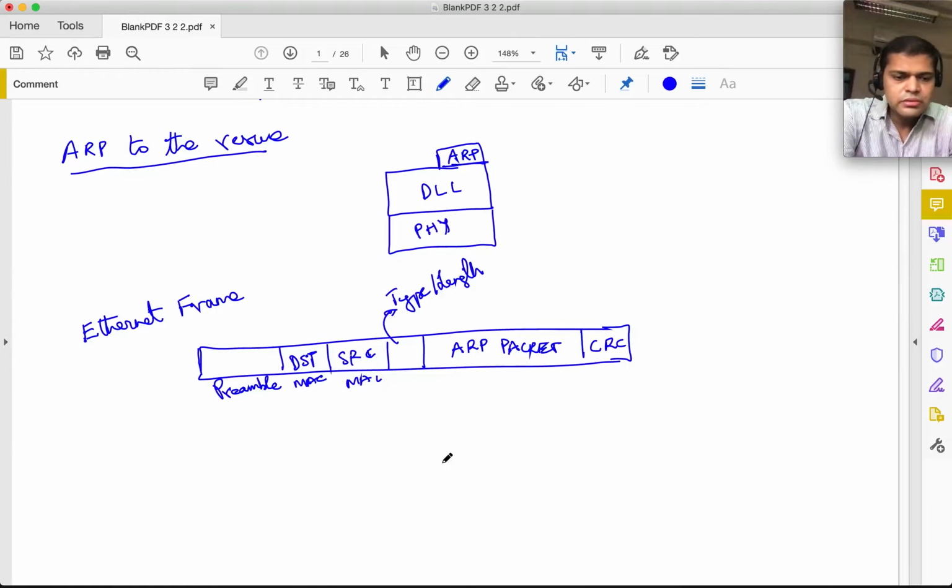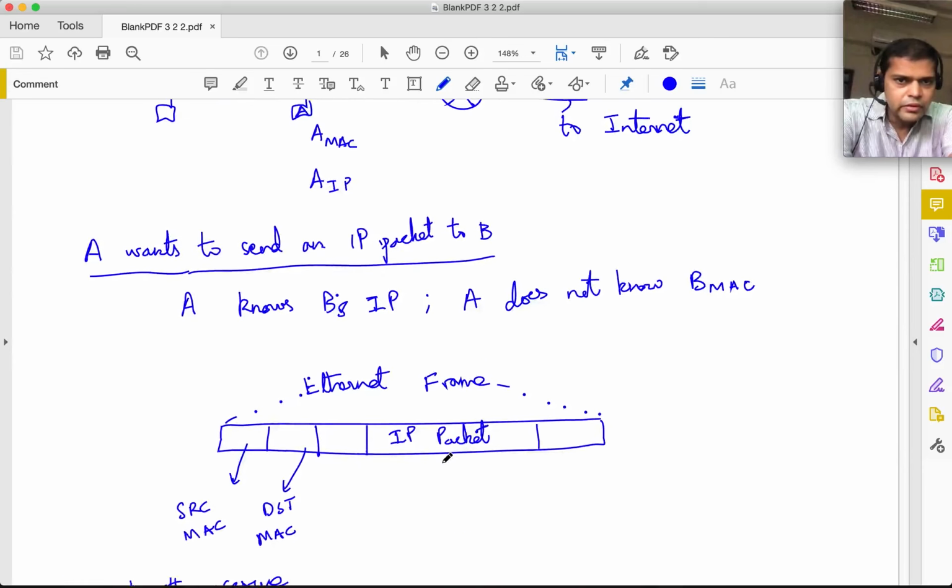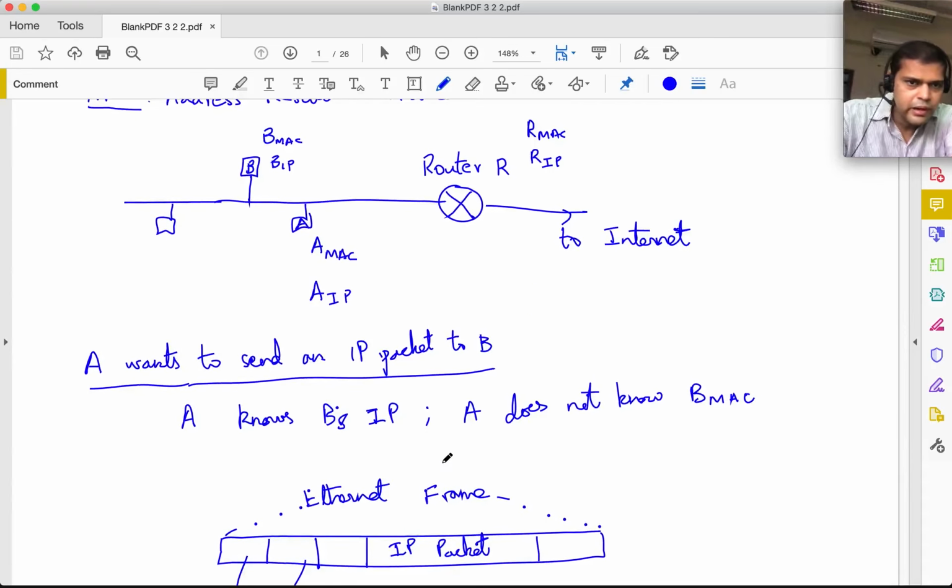So how are we going to solve the problem? I mean, it's a chicken and egg problem. I would like to contact B to find out its MAC address. But in order to contact B, I sort of need to know its MAC address. So how are we going to do it? And you might have guessed that the solution is some sort of a broadcast. Okay, so we want everybody to be able to receive this ARP packet, and the appropriate person must reply.